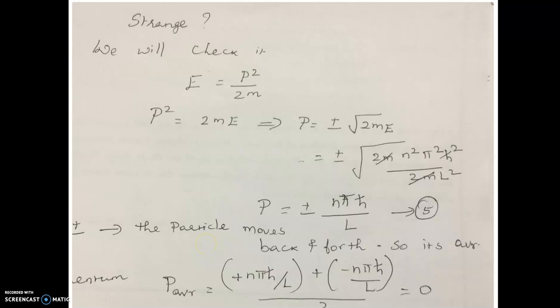0 to L. So, the average value of the momentum can be found by the sum of the momenta of the particle moving back and forth divided by 2. So, plus sign when the particle is moving forward, and minus sign when the particle is moving backward, divided by 2, which is leading to 0. Therefore, the average momentum or the expectation value of the momentum is equal to 0.